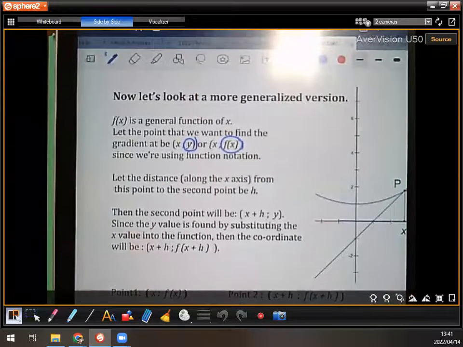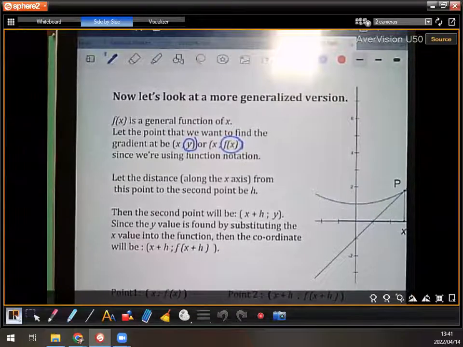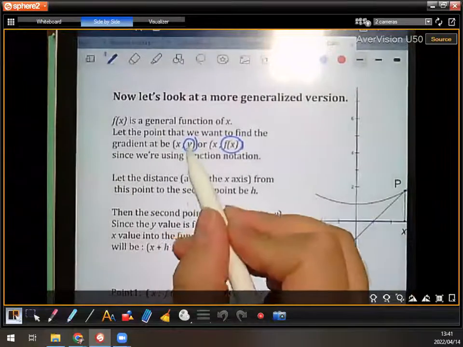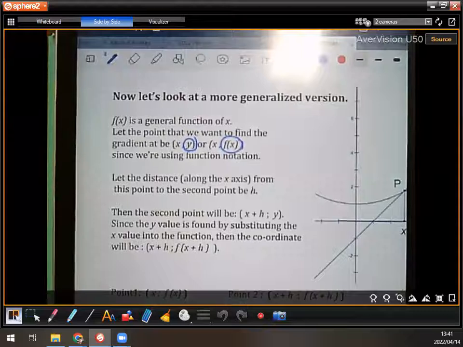We know that f of x is the same as y, right? If you have your x value of a point, how do you find the y value of that point? By subbing it into the function. Okay, so they're saying that y is now just represented by f of x. So guys, whenever you see f of x, they're talking about y. Okay, but we did kind of know that already.